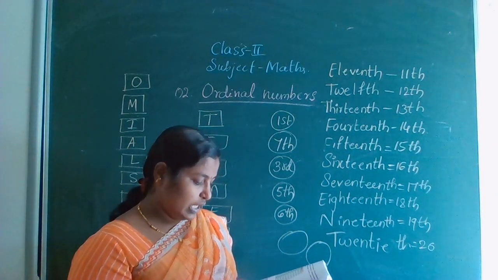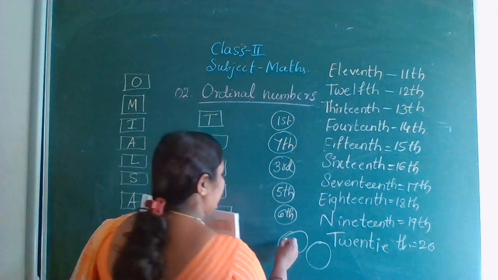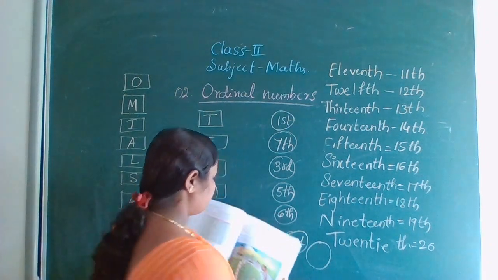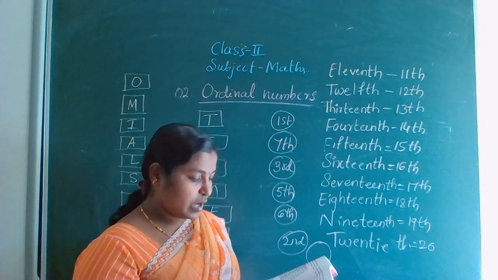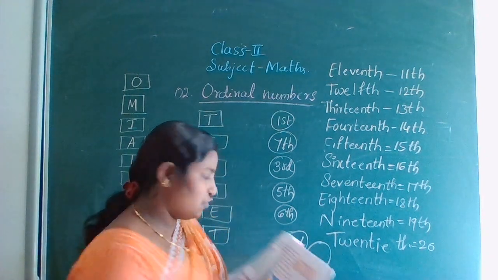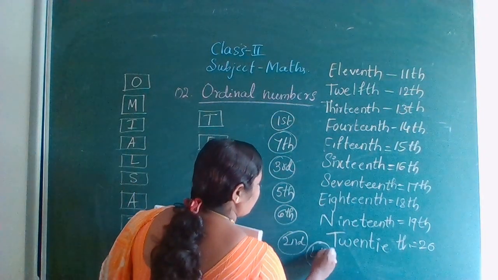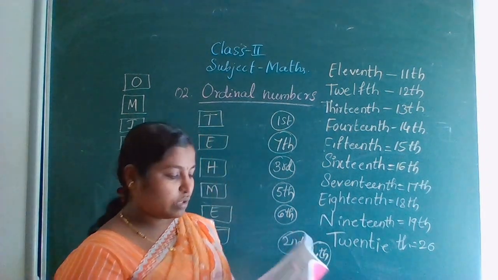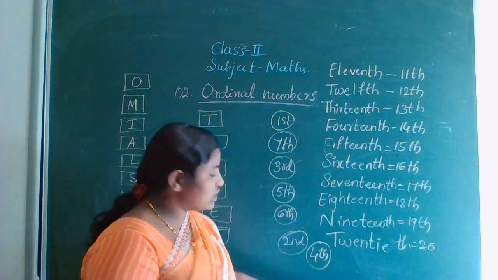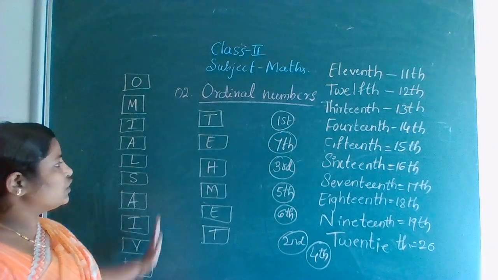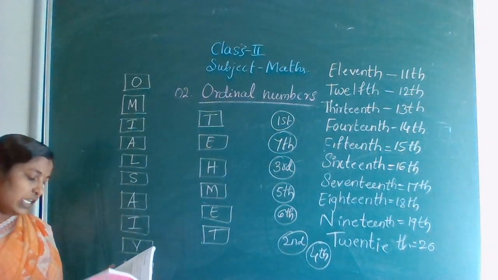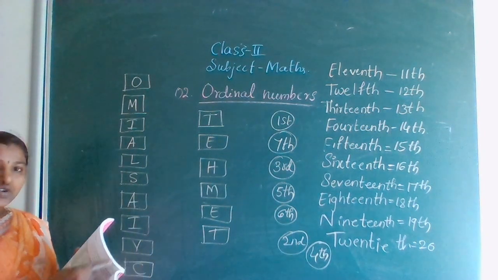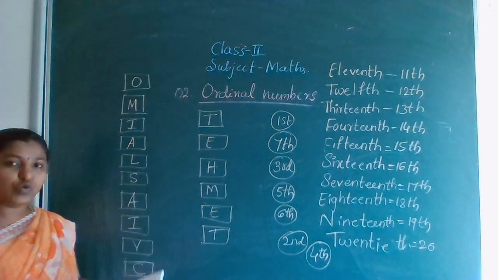The rabbit is at the 2nd place. The monkey is at the dash place. Where is the monkey? First, second, third, fourth. So, the monkey is in the 4th place. So, these answers you write in your textbook. Okay, there is a place to write. In this box also you should write. In the circles also you should write.